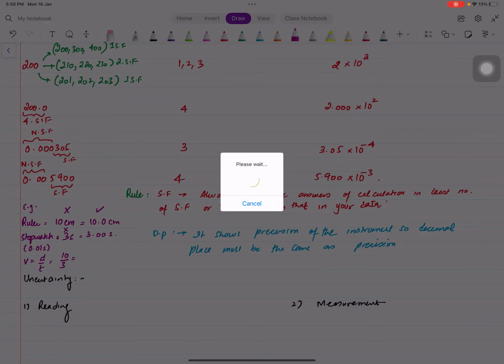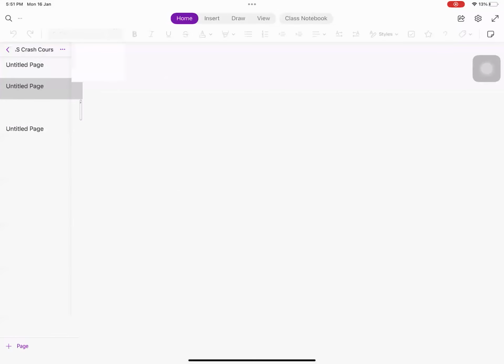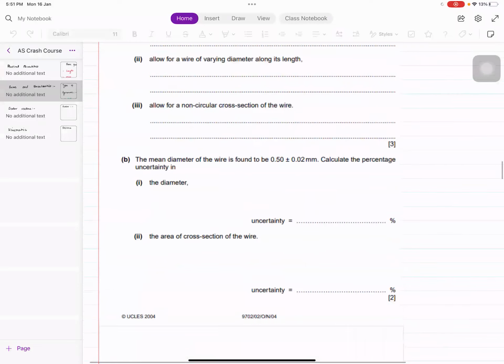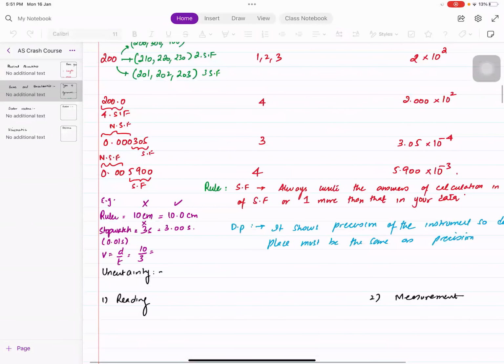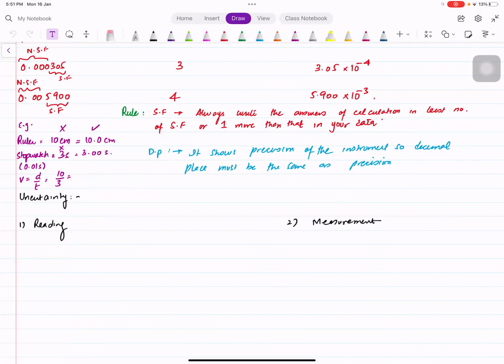So what I'm going to do is, I know that the minimum significant figures in my, oh my goodness, this app will be like, I hate this. Okay, never mind.